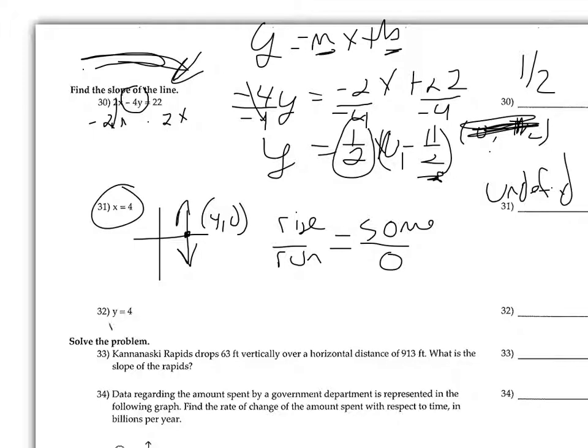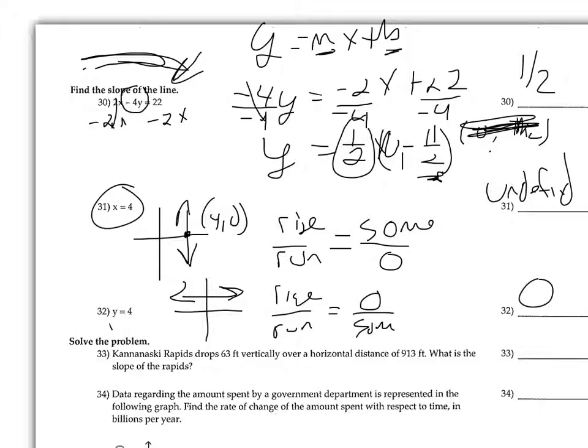So undefined. Now y equals 4, on the other hand, that is a horizontal line. So if we think about this as rise over run, it rises 0, it runs some, 0 divided by some is in fact 0. So that's what we have right there.